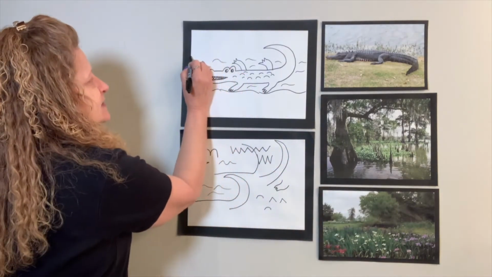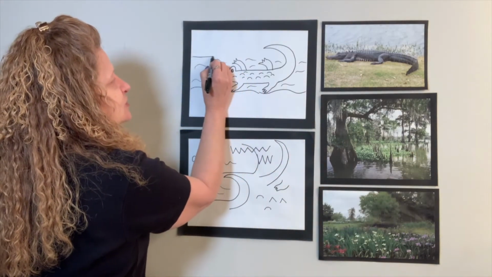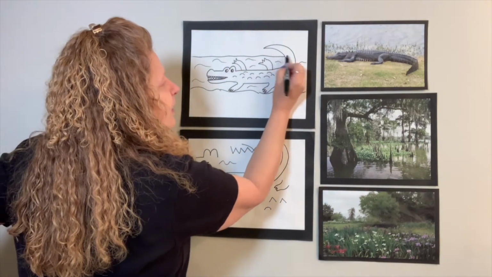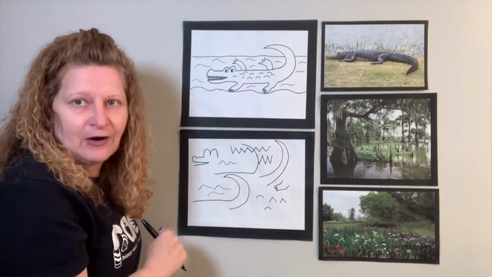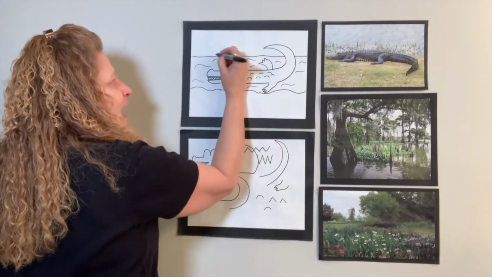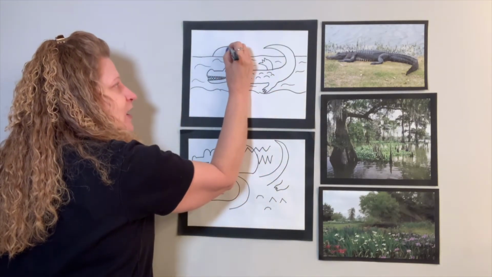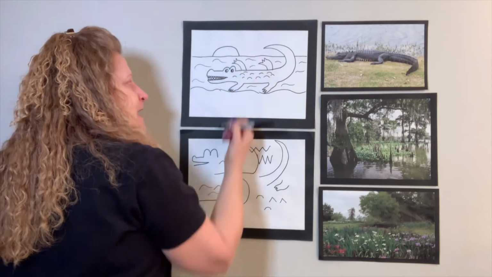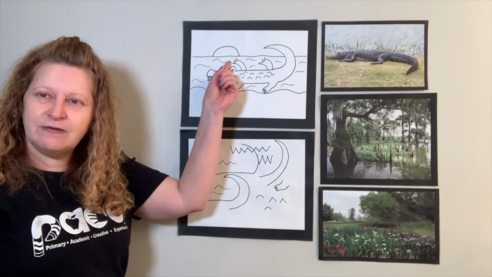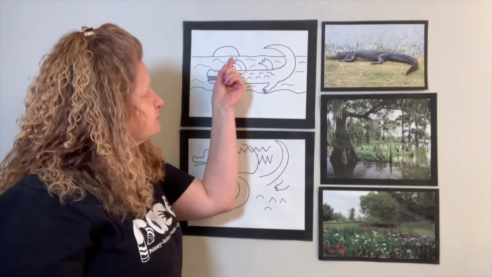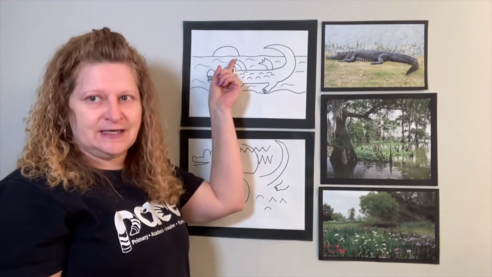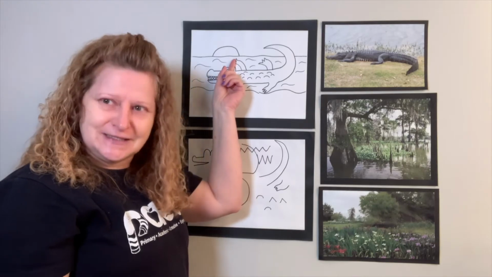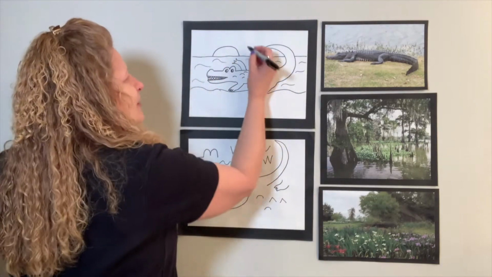And so what I'm going to do here is draw a line all the way across. Now notice I didn't draw it through my alligator's tail. I kind of stopped. And then I'm going to draw my sun. Now notice that I only drew half of a circle. When we draw half of a circle, that is called a semicircle. Say it together. Semicircle. Good job.